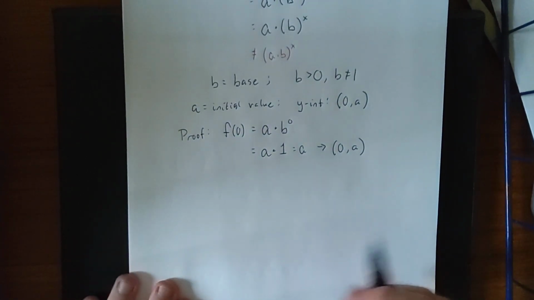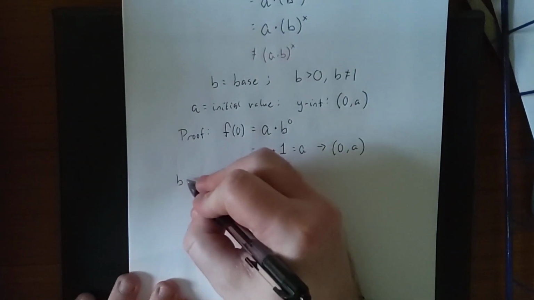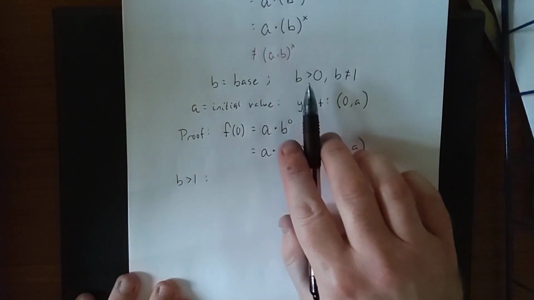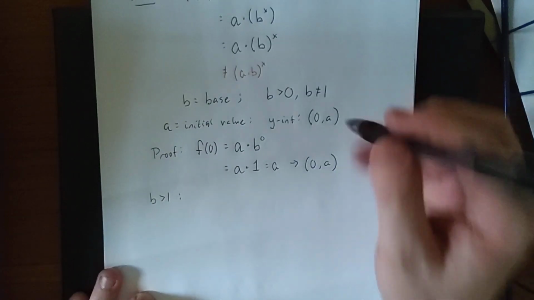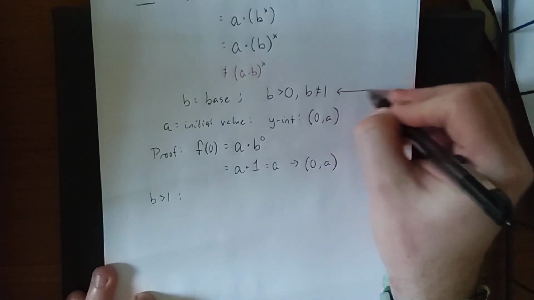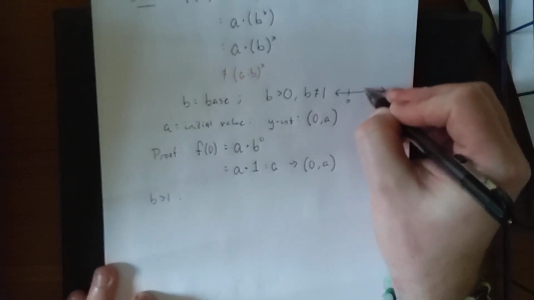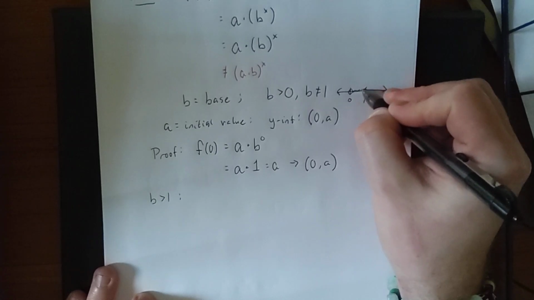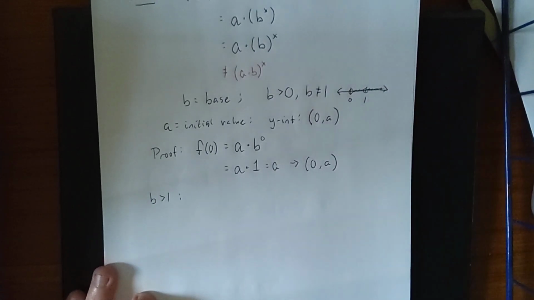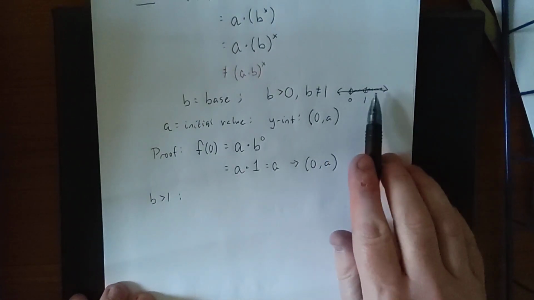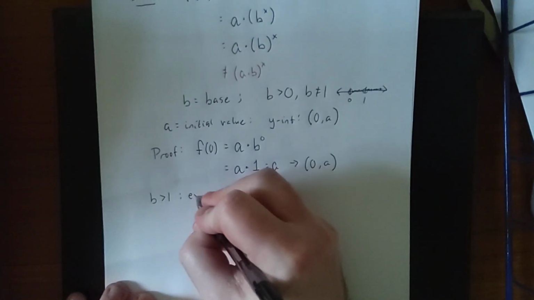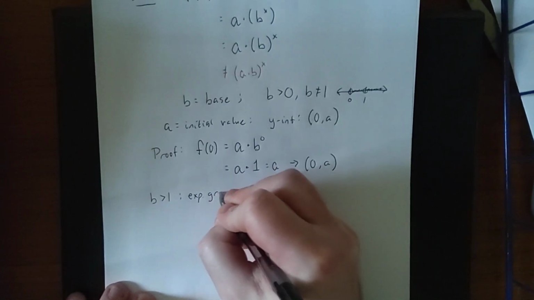Additionally, exponential functions fall into two categories. We did say about b that it has to be greater than 0 but not equal to 1, which means that b falls into two categories. If we mark off 0 and 1 here, put open circles at 0 and 1, then there are two different categories that b can fall into. One of them is where b is greater than 1. This is referred to as an exponential growth function.